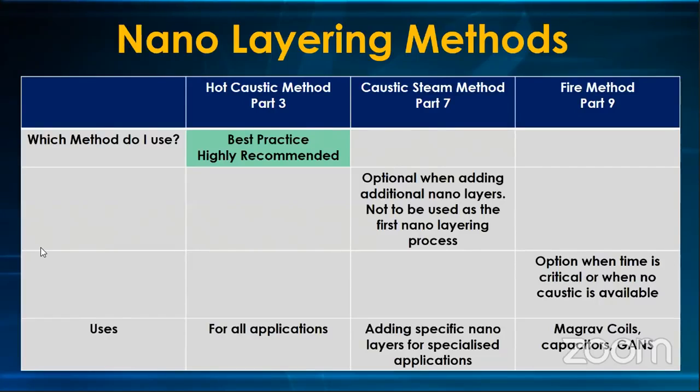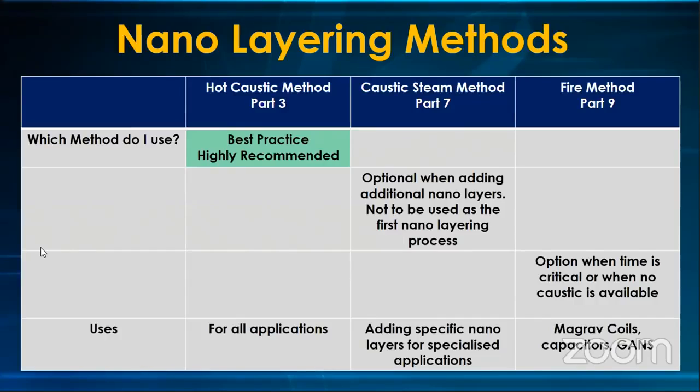When you're looking at the steam method, it's an optional method when you want to add additional nano layers. When you begin to understand how we can add specific layers with different fields, then that's the method. And it's not to be used as your very first nano layering process.